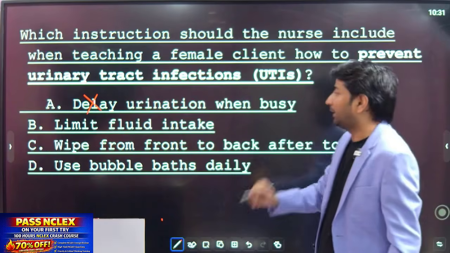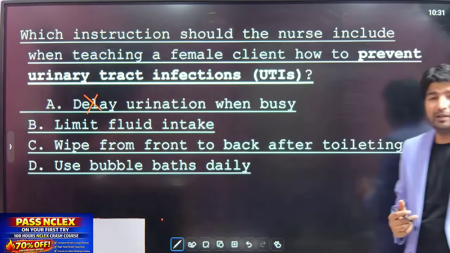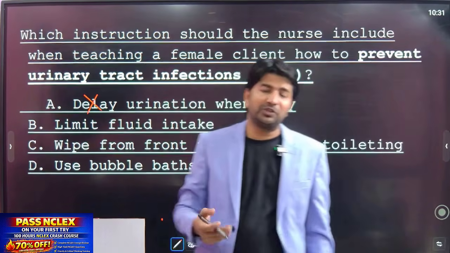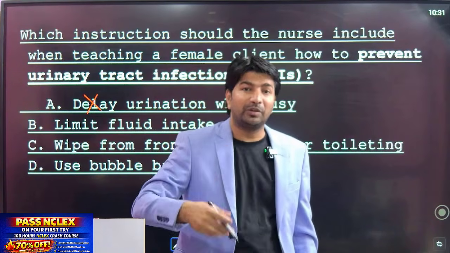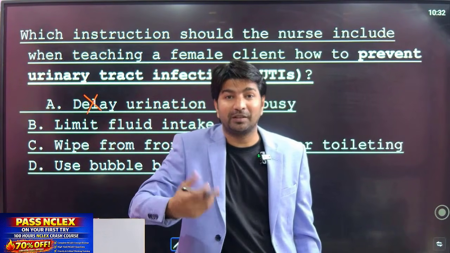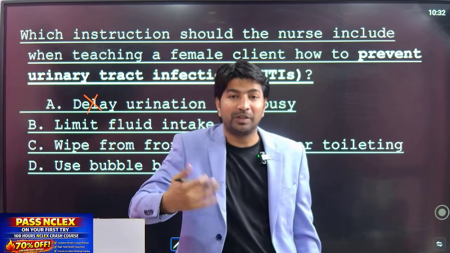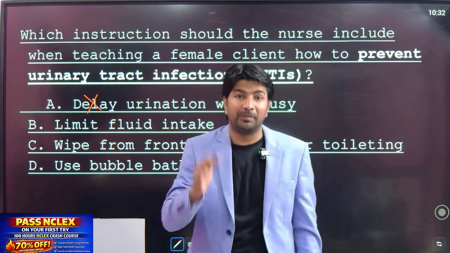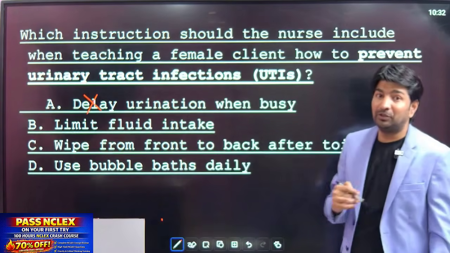Limit fluid intake. If we reduce our fluid intake, we'll produce less urine, which means we'll be urinating less frequently. And if we urinate less often, there's less flushing, which means we can't flush the bacteria out of the system. So that means we actually need to drink more water.